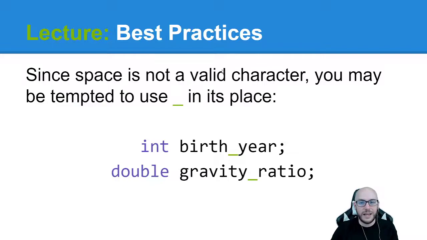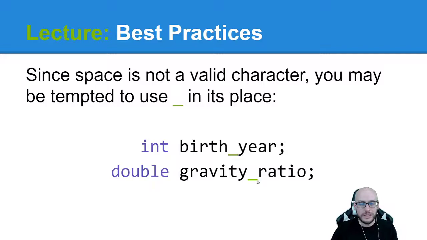Since space is not a valid character, you may be tempted to use the underscore in its place, right? When declaring a variable, birth year, I can't use a space. It's not in the subset of valid user-defined characters or symbols or digits. I can use underscore, and so maybe you do this.